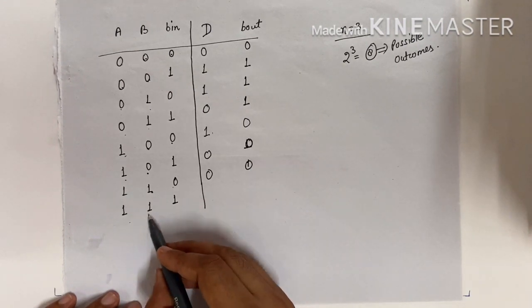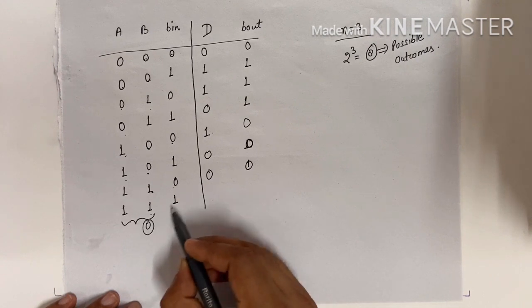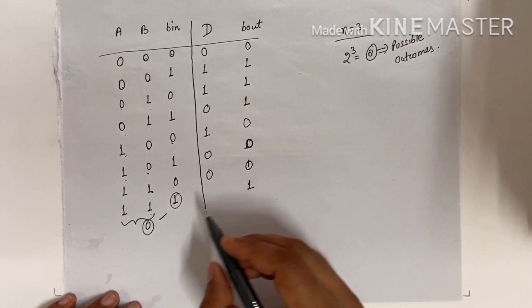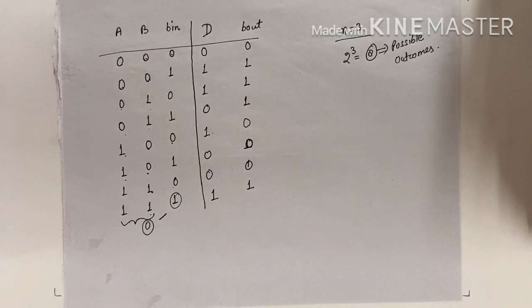Then again 1 minus 1 is 0, or 0 minus 1, we take a borrow, B output is 1, and 0 minus 1 is 1. So this is the truth table. Now we have to develop the K-map. We develop two K-maps, one for difference and one for B output. We can develop the K-map for each separately.